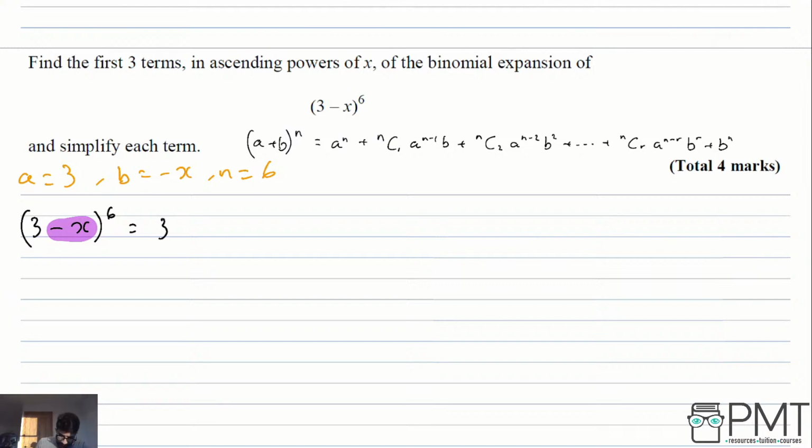So I'll start with 3 to the 6, and then 3 to the 5. With each term the power of 3 goes down, but I have minus x to the 1, plus 3 to the 4 minus x squared. And how many terms is that? We want the first 3 terms, so that's where we stop. If you wanted to expand the whole thing, you would have continued, but the question says first 3 terms, so you don't need to go further. That's where you stop. What have I missed?